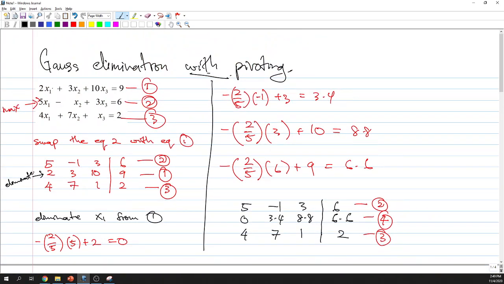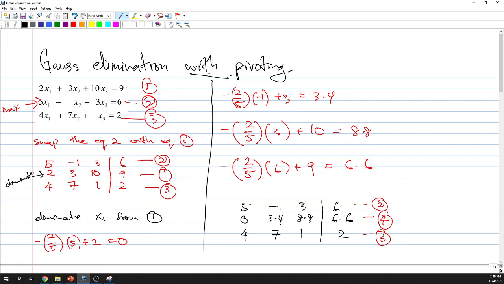Mula-mula kita nak eliminatekan bahagian X1. Untuk X1, benda pertama sekali kita kena buat adalah kita tengok which column yang ada maximum value untuk nilai X tu lah. Kalau untuk equation ni kita nampak yang X5 ataupun equation 2 mempunyai koefisien X1 yang paling tinggi. So itu nombor 5 kan, berbanding dengan nombor 2.